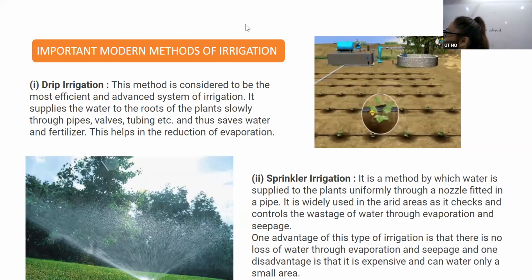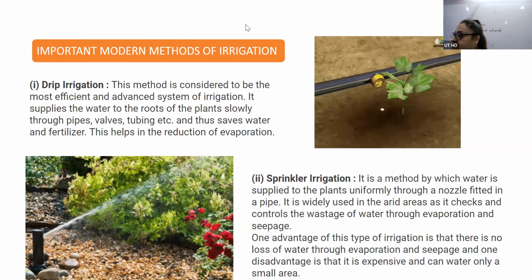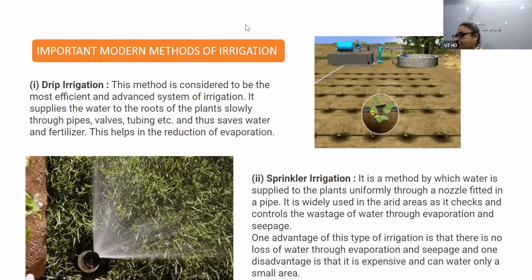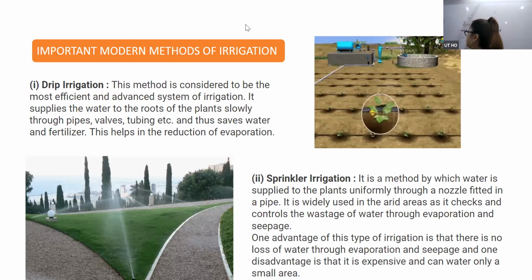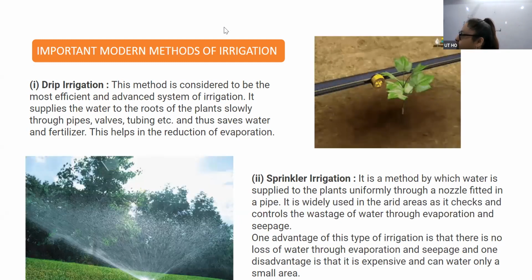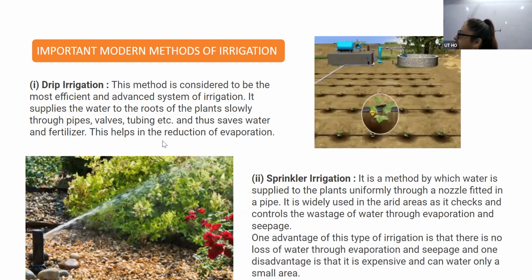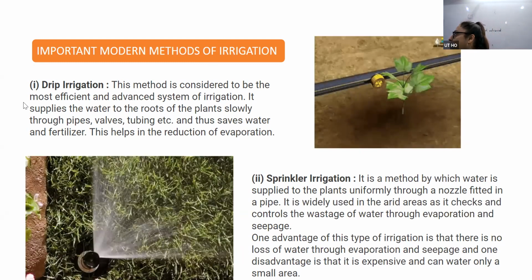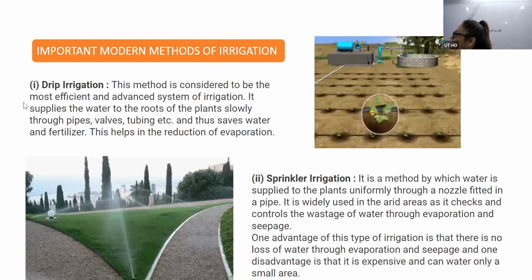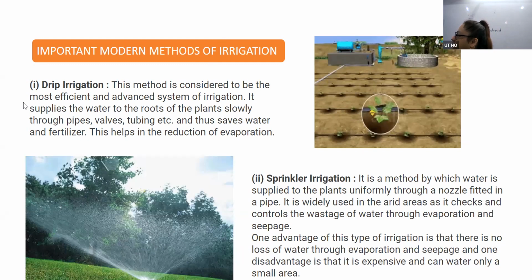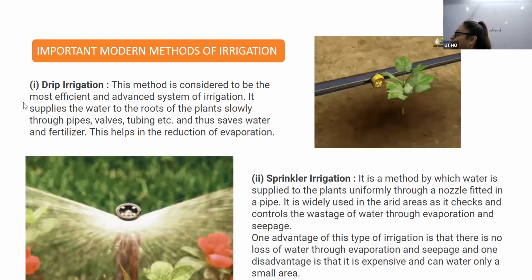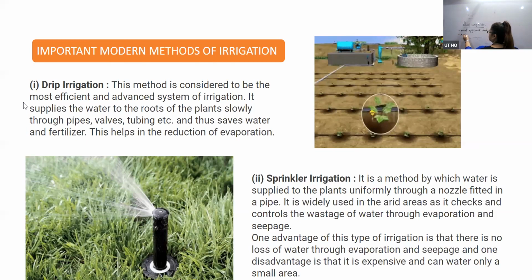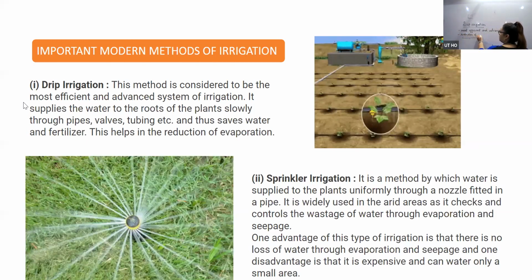Drop by drop. You've seen this. Drip, drip, because water is dripping. So what is happening here? It's going drop by drop. So it supplies water to the roots of the plant slowly through pipes, valves, tubing, etc. and thus saves water and fertilizers. This helps in the reduction of evaporation. So this is a very important point, the reduction of evaporation.